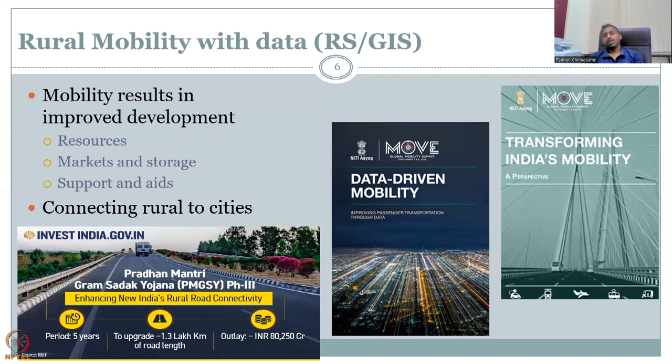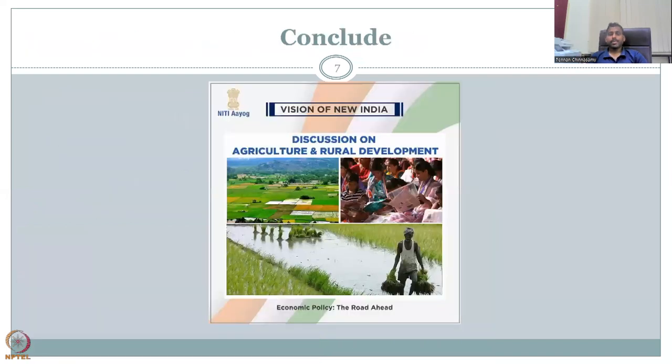assessing the need for connecting people. Improving passenger and transportation is needed, and that has been done through data. Sometimes we don't have good observed data, and in those cases, remote sensing and GIS helps. You could see how the roads are mapped. I've discussed that in the previous lectures. Roads, channels are mapped. And from there, we can do more mapping.